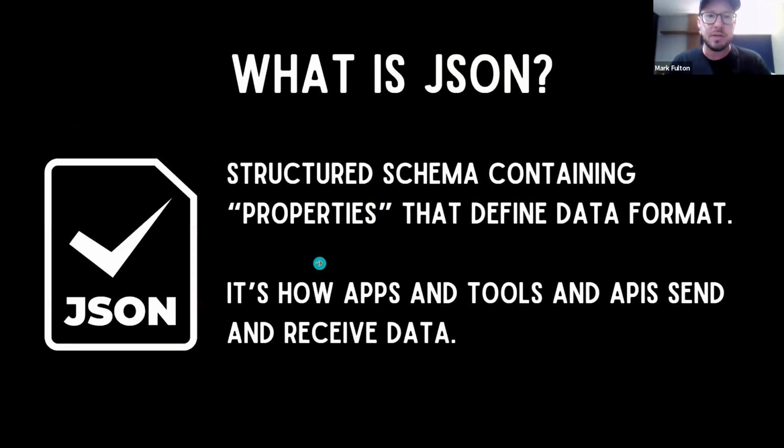So quickly, JSON is a structured schema containing properties that define the data format. It's basically how apps and tools and APIs send and receive data. It's technically not really code. It's just a data structure format that the app reads.